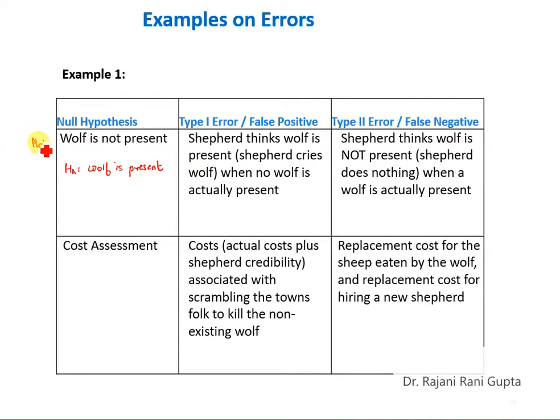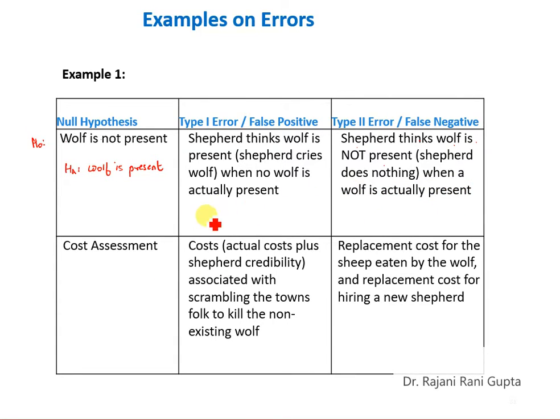And type 2 error is accepting H naught when HA is true. We believe that the wolf is not present when it is actually present. So what will happen in this case? The shepherd thinks that the wolf is not present and does nothing, when there is actually a wolf present there.